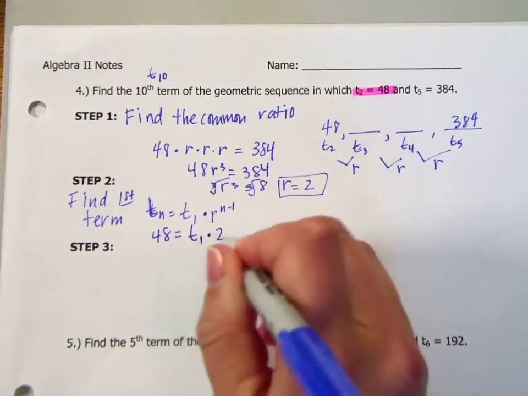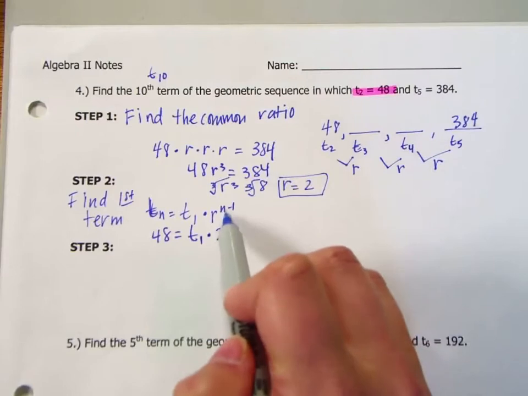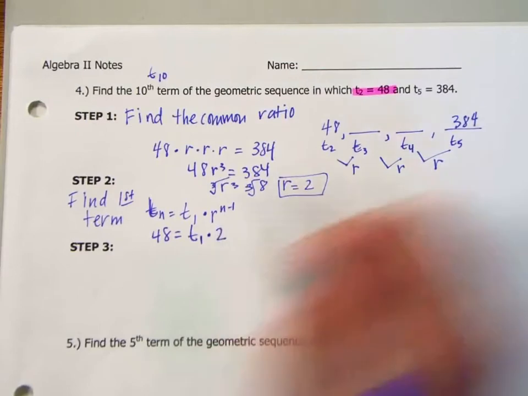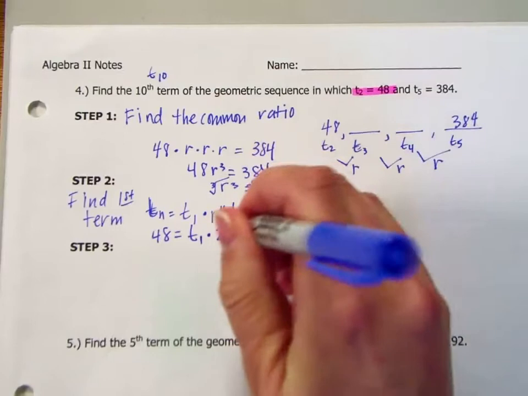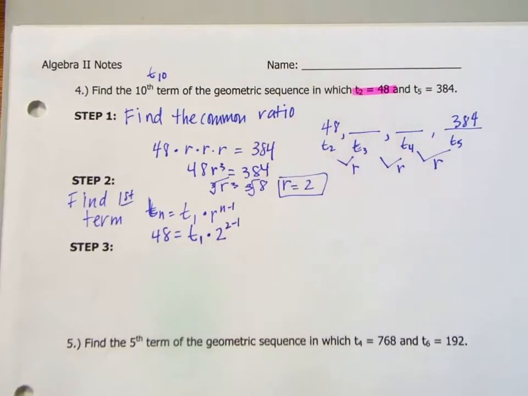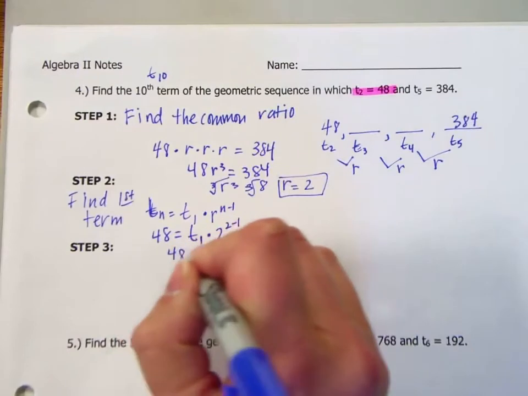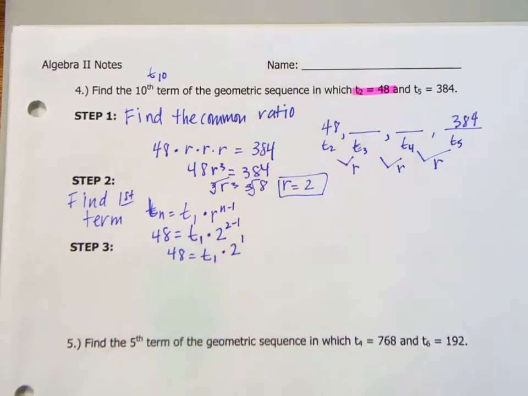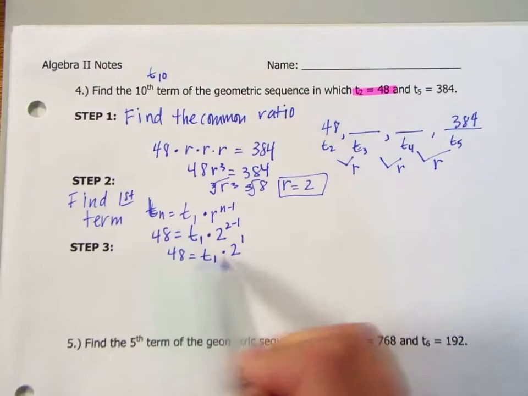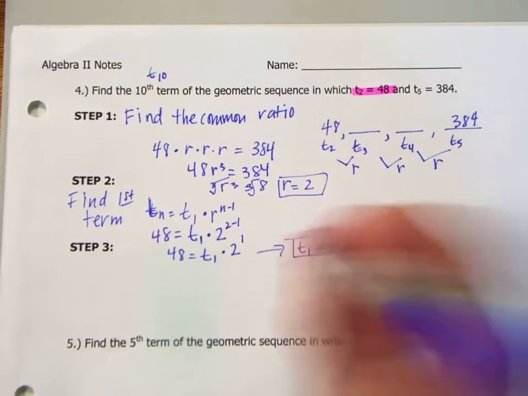I now know the common ratio is 2, and then the value of n, remember the term is 48, its value of n is 2, so this is 2 minus 1. And then we just solve for t sub 1. So this is 48 equals t sub 1 times 2 to the first. All we really need to do is divide both sides by 2. The first term is 24.